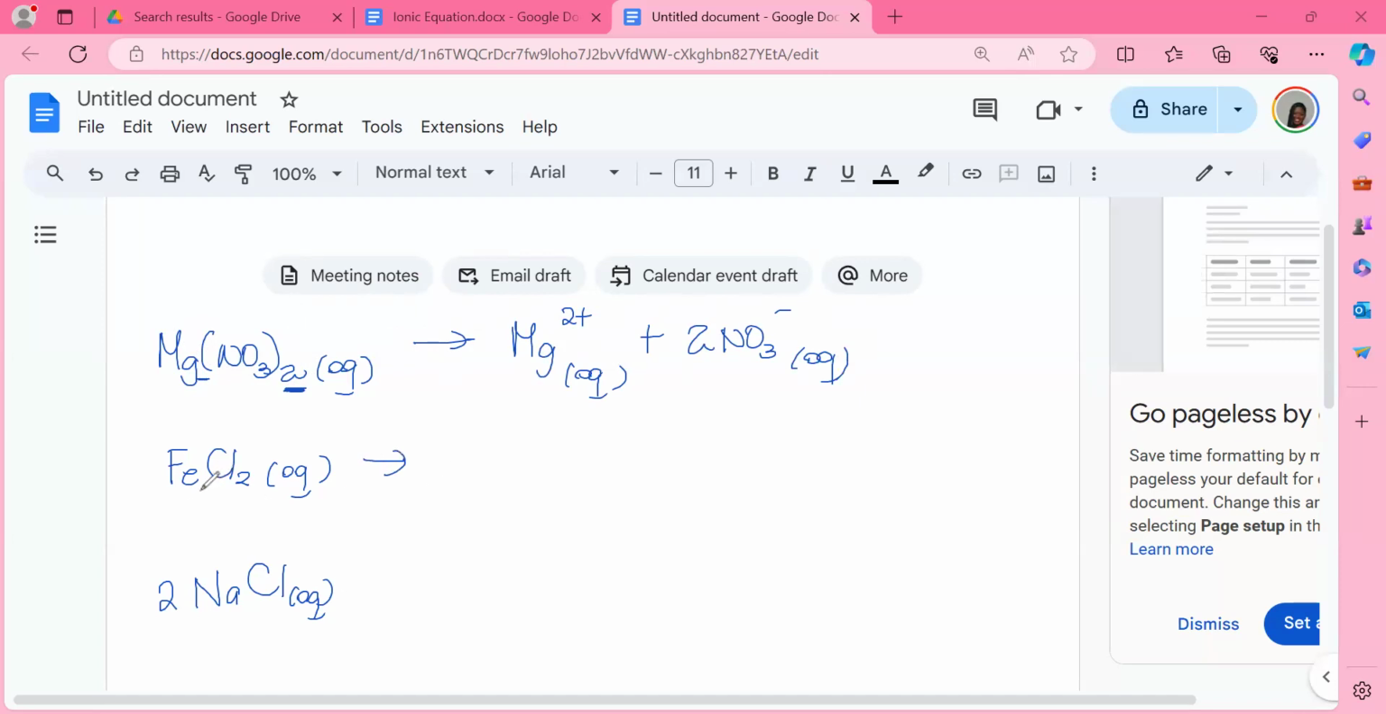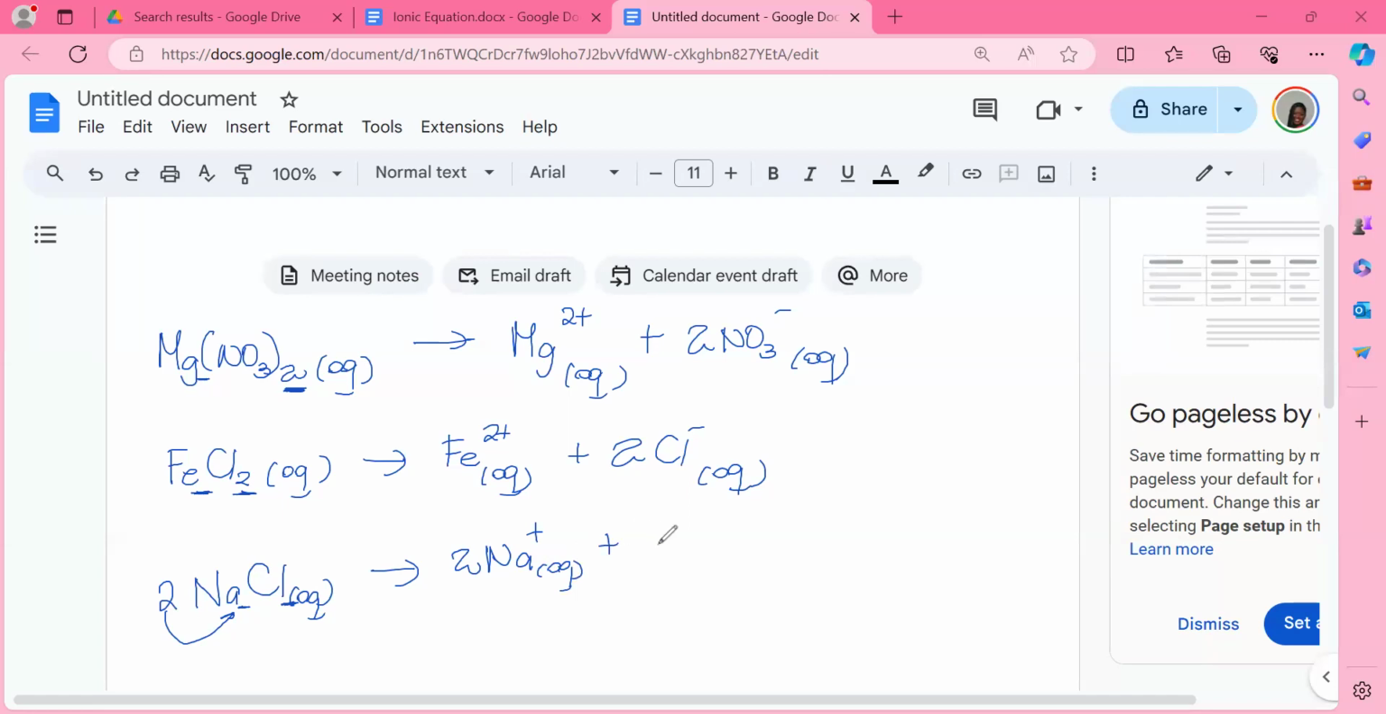And here we have 1 Fe, and it's Fe2 plus. So it's 1 Fe2 plus ion and 2 chloride. The 2 is going to go in front of the chloride. And we have 1 sodium in sodium chloride and 1 chlorine in sodium chloride. So 2 multiplied by the 1 sodium ion gives us 2 sodium ions. And the 2 multiplied by the 1 chloride ion gives us 2 chloride ions.